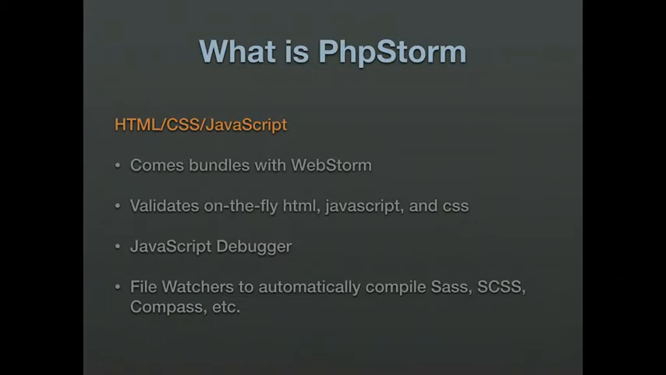PhpStorm is based on another application called WebStorm, which is basically an HTML, CSS, JavaScript editor. So you have all of those features within PhpStorm. It's a JavaScript debugger, which honestly I've never used. I find the browser debugging to be more than sufficient. And it has file watchers to automatically compile. If you're using a CSS processor or JavaScript thing like CoffeeScript, it'll tell that you're using it, and it'll automatically compile it for you as you change.